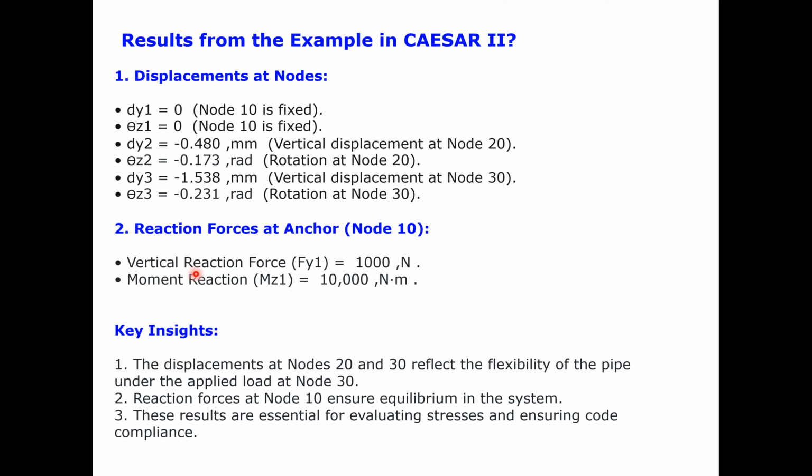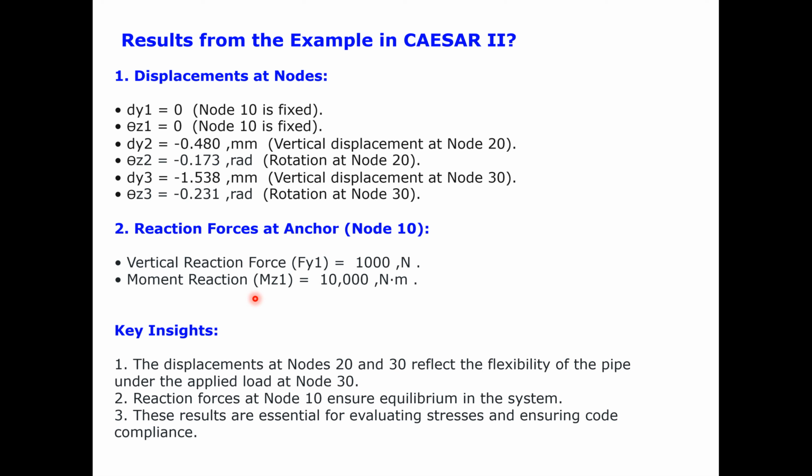So the vertical reaction force Fy, this is the reaction force, right? That's why it is positive. The actual force is downward, which is negative, and the reaction is upward, equal and opposite. So the reaction will be equal and in the opposite direction, so it will be positive 1000. So moment reaction Mz1 is again 10,000 Newton meter, which is again opposing the actual moment.